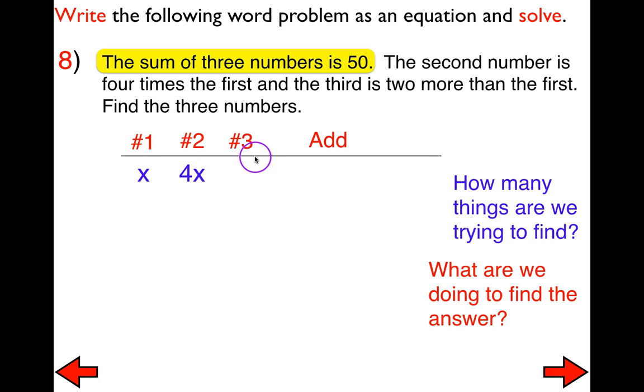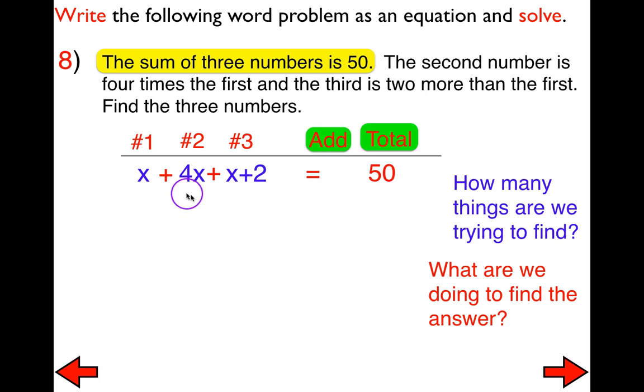Then number 3, it says the third is 2 more than the first. So I'm going to add 2, but to the first, which is x. So I'm going to say x plus 2. Now I'm going to go ahead and add these numbers together, just make them equal 50.